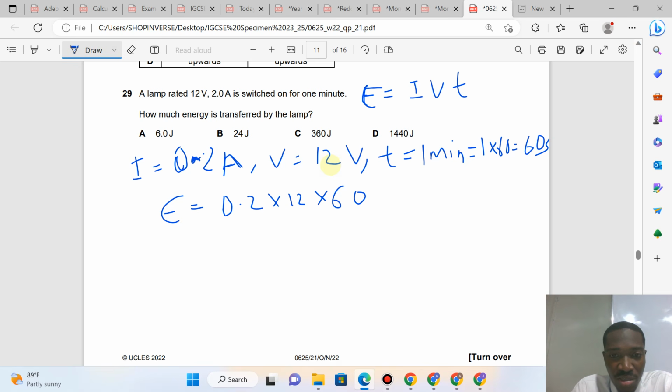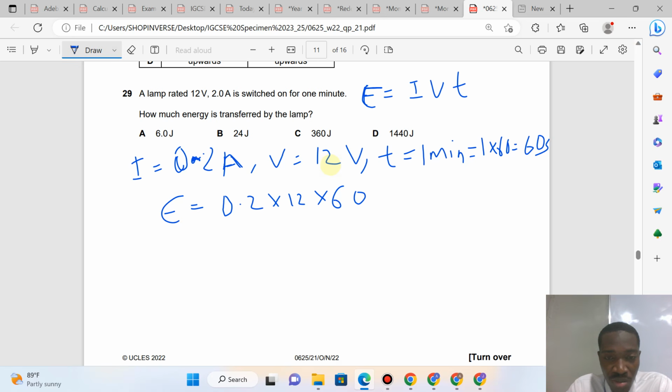0.2 multiplied by 60, that will be 12. 12 multiplied by 12 will give us 144. What am I missing? How much energy will be transferred to the lamp? Number 29.